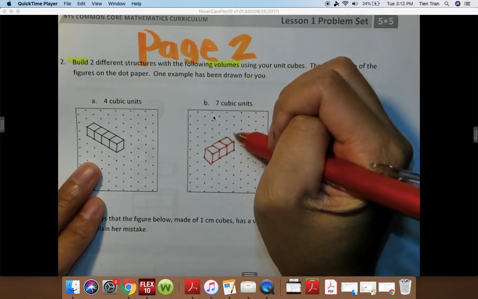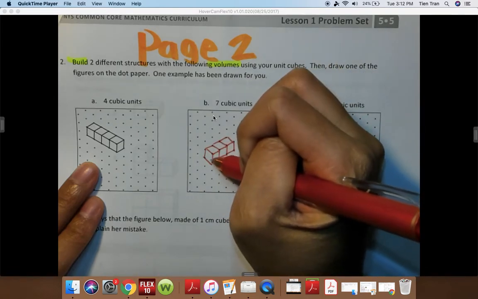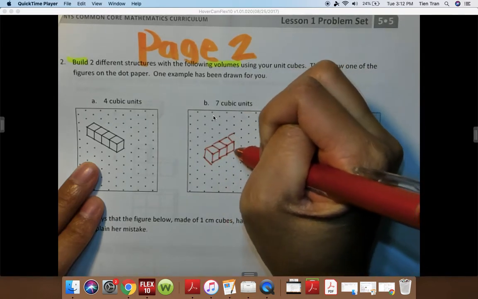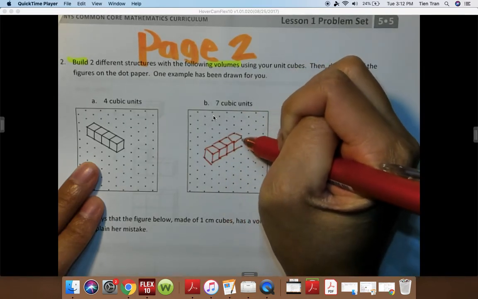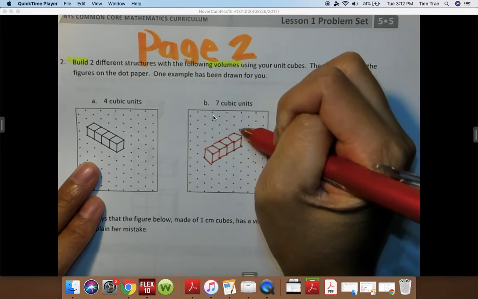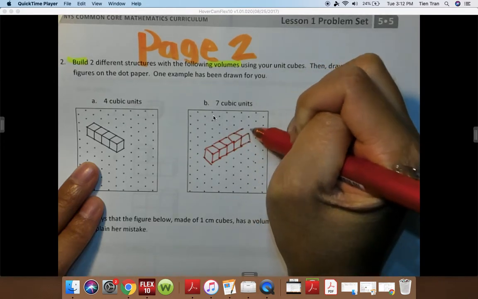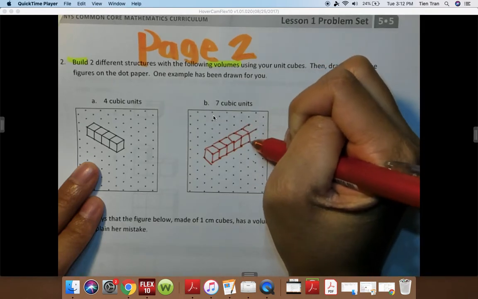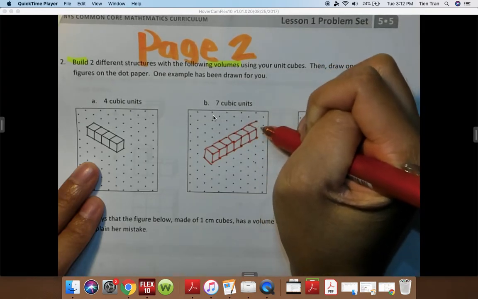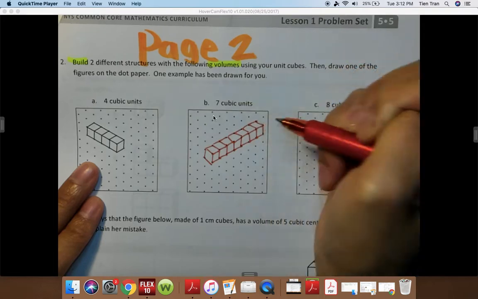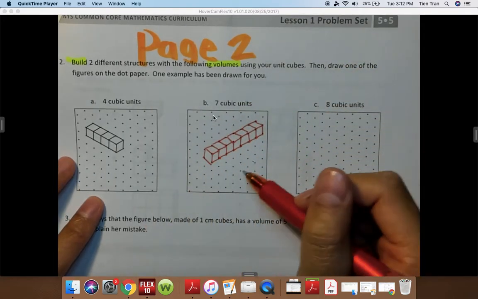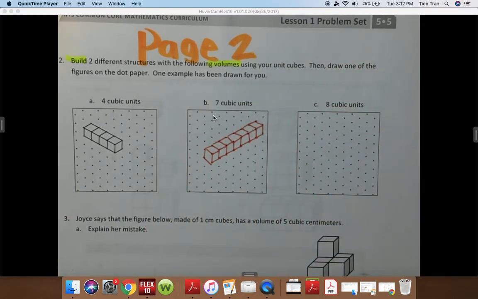So we need to make 7 cubic units. So you can build it up or you can just go straight across. So that's 1, 2, 3, 4, 5, 6, and 7. Okay, some of your pictures might be different, but that is 7 cubic units.